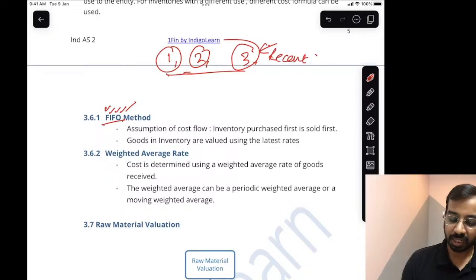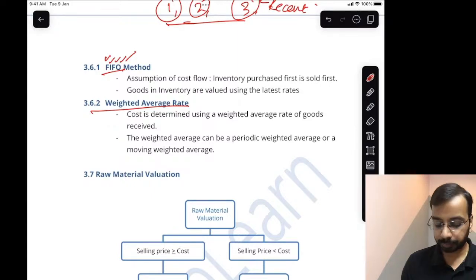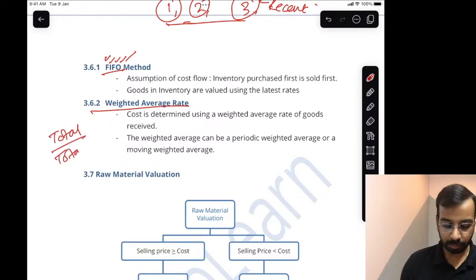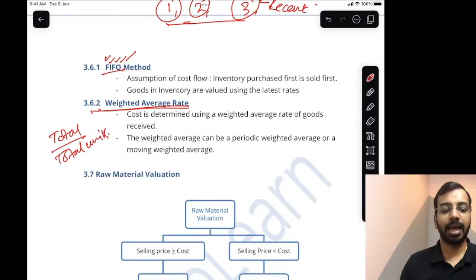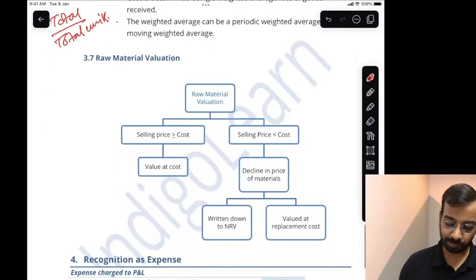Then the second one we have weighted average method. Now, weighted average method is basically you take the total cost divided by total units. You take the total cost, you divide it by total units to get the weighted average rate, and based on the weighted average rate, you calculate the closing inventory. Okay, and based on that, you will calculate the cost of goods sold as well.